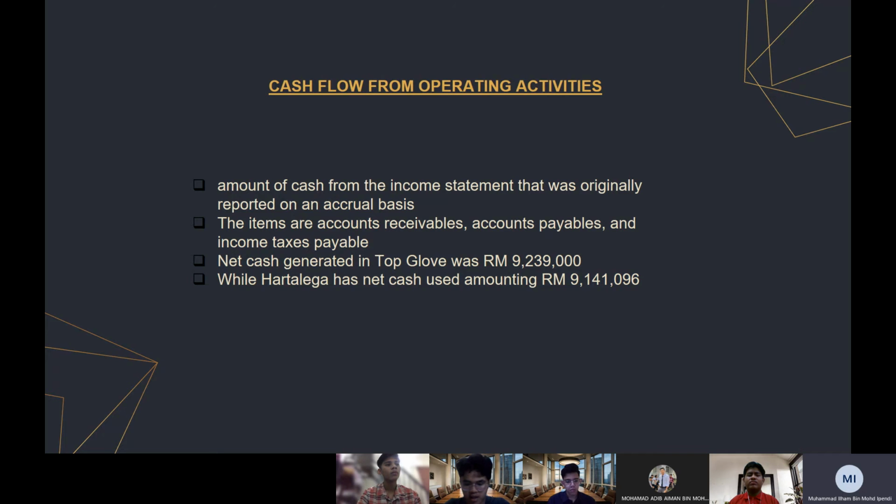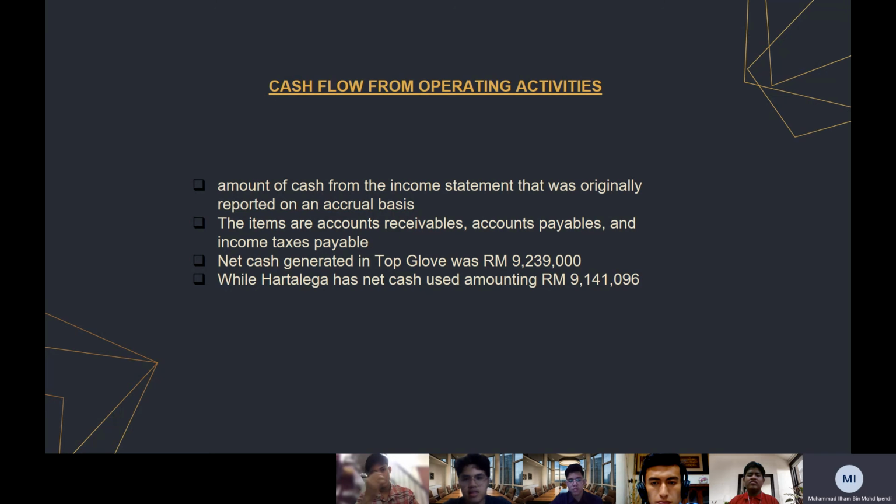This is because they had a lot of cash inflow from decrease in receivable, increase in payable, and decrease in inventory. While for Harta Lega, they have net cash used in operating activities of negative 9,141,096. This company didn't have a lot of things happen in their operating activities and cash inflow, and that's why they end up with that amount.